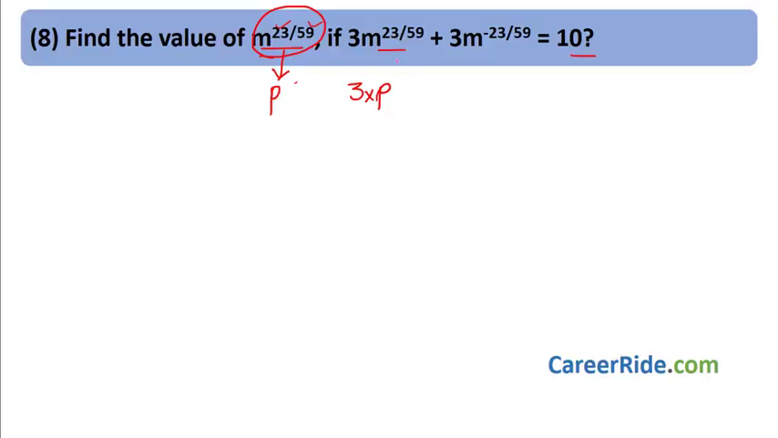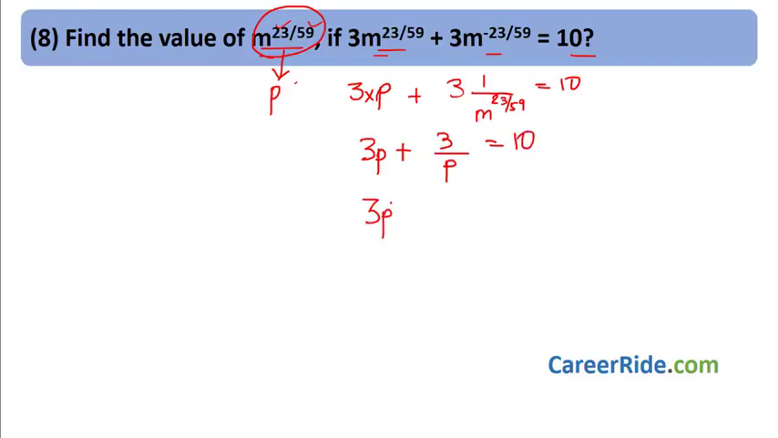Because we see that this is repeated over here as well as here, right? So instead of writing such big numbers, let us substitute with a simple letter like p. Plus 3 into m raised to minus 23 by 59 is nothing but 1 upon m raised to 23 upon 59, which is equal to 10. That is nothing but 3p plus 3 upon p would be equal to 10.